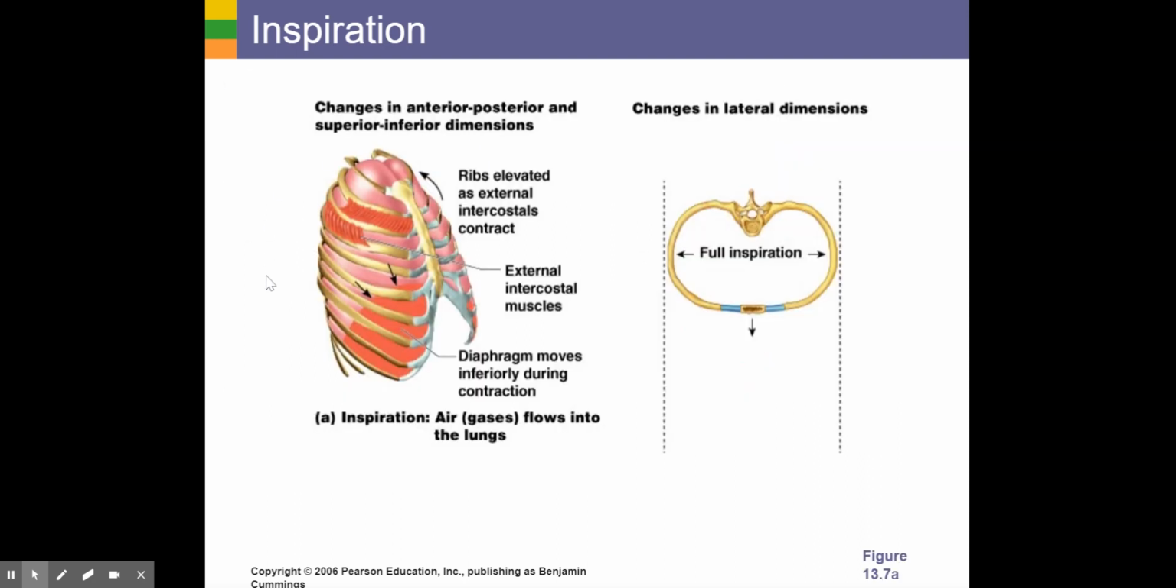Okay. This just shows you basic inspiration here. Again, changes in lateral dimension. So full inspiration, we can see that the ribs have kind of moved out. Again, the ribs pull upwards because of the contraction of the muscle tissue. They kind of pull and rotate upwards. And if you think about that and take a deep breath on your own, you're going to notice that your chest kind of expands because of that.